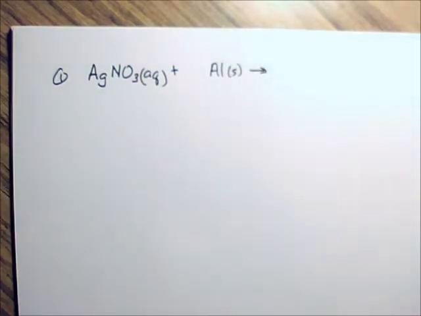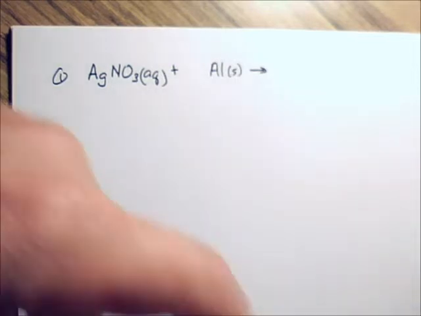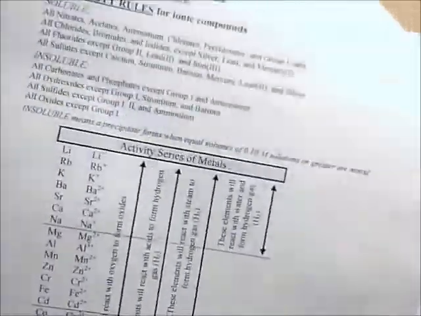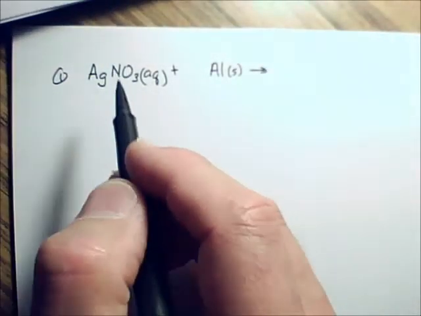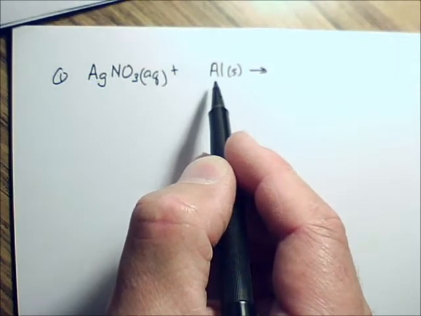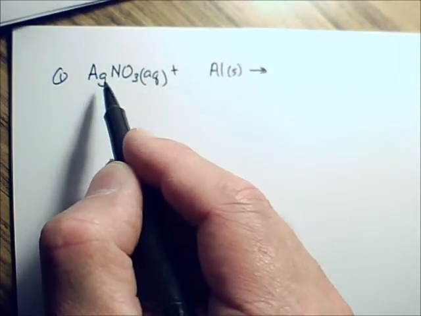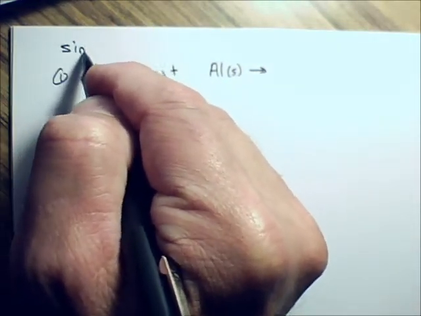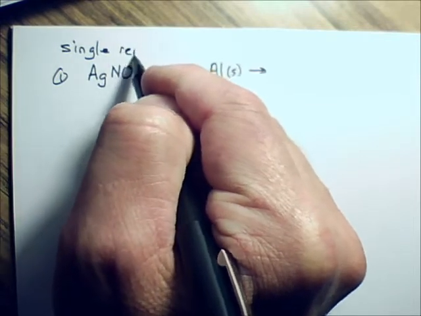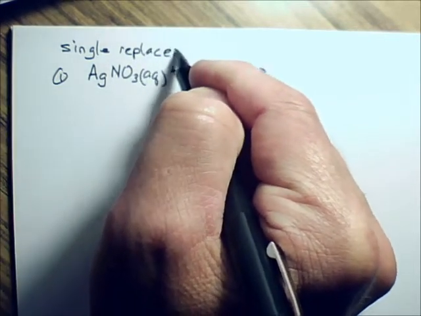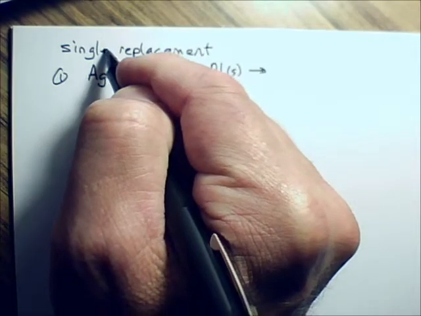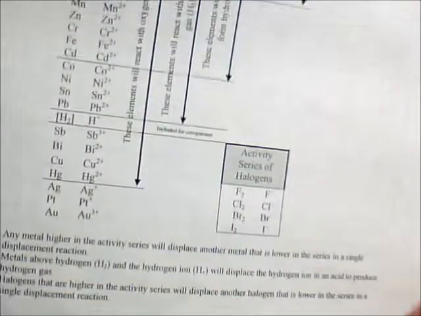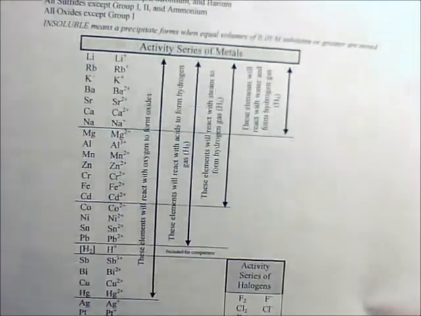We have to figure out whether that will happen, and for that you need your test references. I want to be able to show you what I'm looking at when I make these judgments. Okay, so because I have a metal that's by itself and a metal in this compound, it's possible for this to be single replacement. I'm going to go ahead and classify this as single replacement or single displacement. Either term is acceptable. And that's what we use the activity series of metals for.